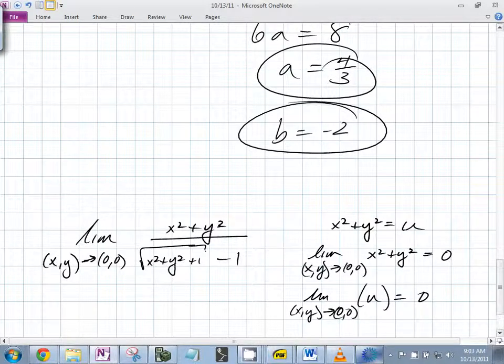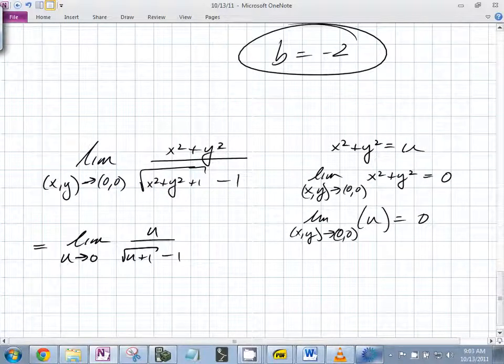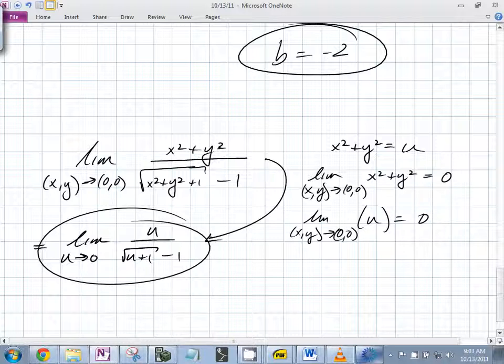So this limit is actually equal to the limit as u goes to 0 of u over the square root of u plus 1 minus 1. These limits are the same. X and y, when they go to 0, x squared plus y squared goes to 0. You set it equal to u. It's the same exact thing. The point is, what's easier algebraically to deal with, this or that? This is a lot easier to deal with. You actually should be able to do that limit right there. Can you? It would be 0 over 0.